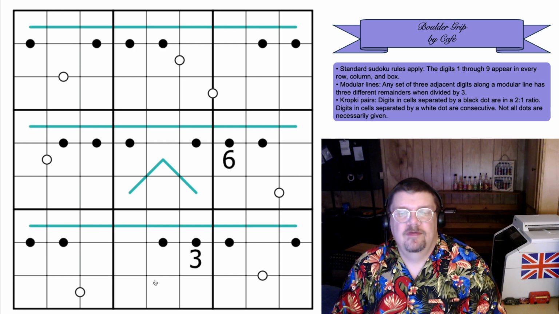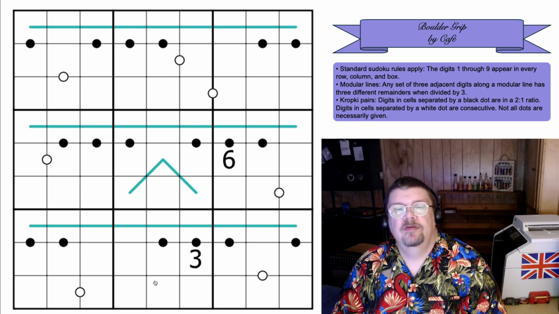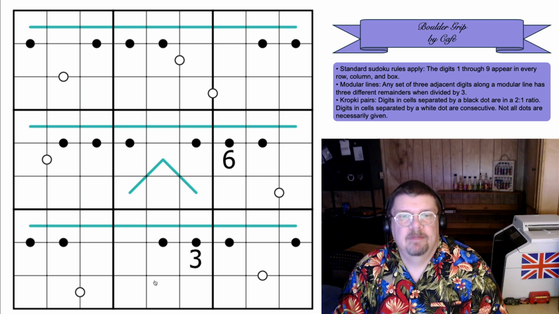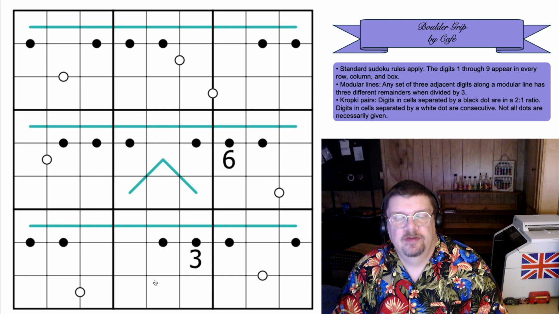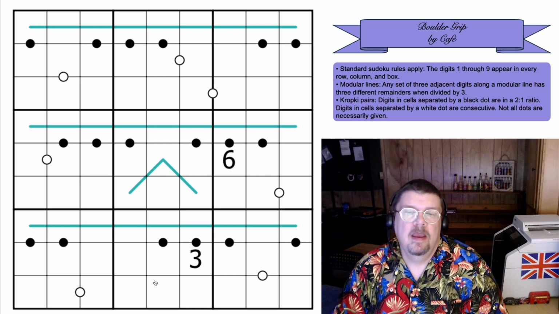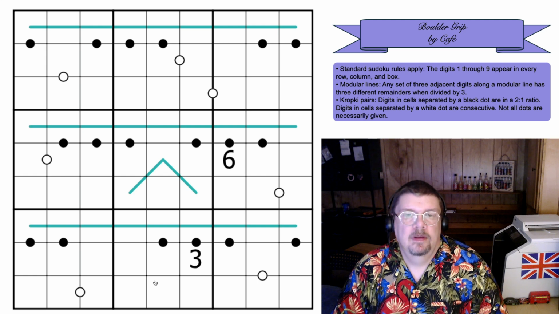All right, I think the first thing to talk about is black dots. So there are 6 digits that can go on a black dot, and we can arrange those into 2 different groups. So there's 1, 2, 4, and 8, which have a sort of 2 to 1 ratio with each other. So 1 doubles to 2, which doubles to 4, which doubles to 8. And then we have 3 and 6.